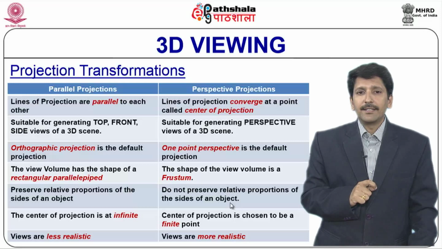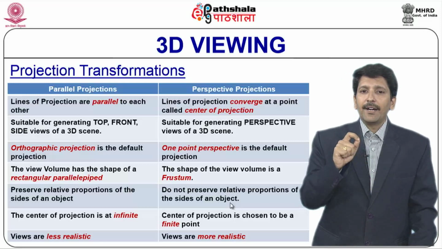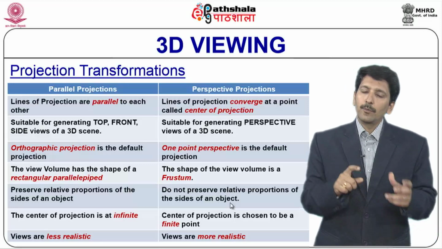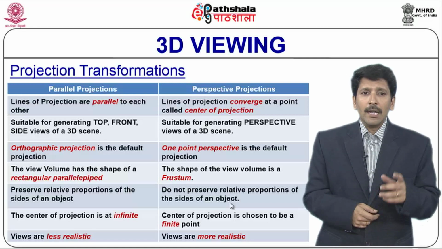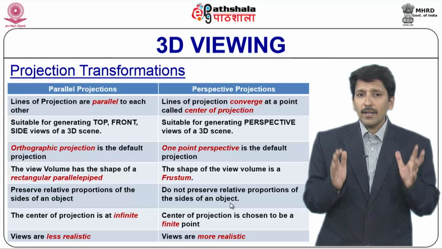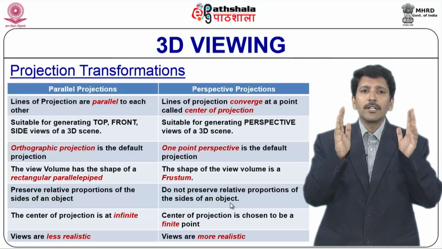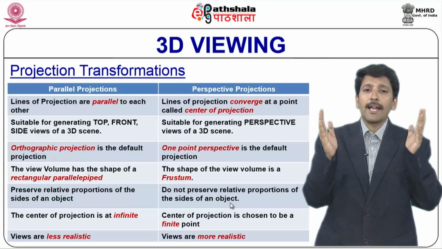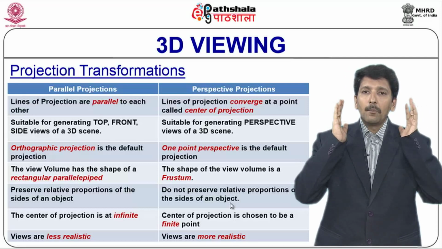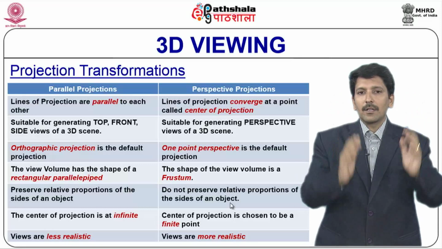Orthographic projection is the default parallel projection, and one-point perspective is the default perspective projection. We will learn about them later in the next module. The view volume, which is very important, has the shape of a rectangular parallelepiped. What is this rectangular parallelepiped? It is a box. Imagine a rectangular box.